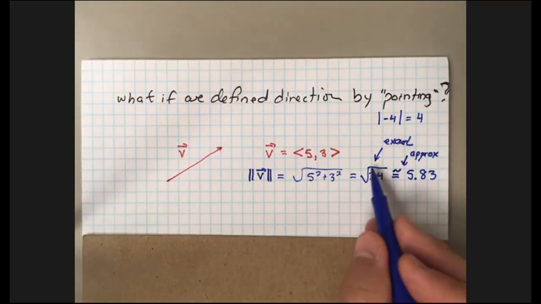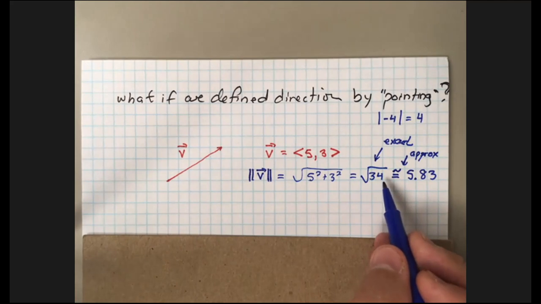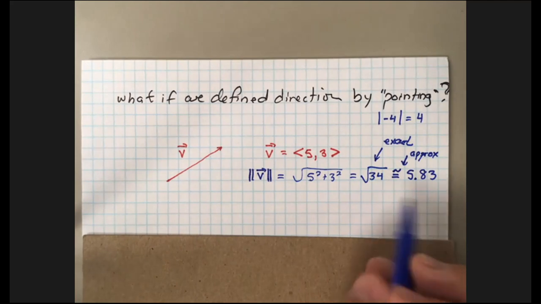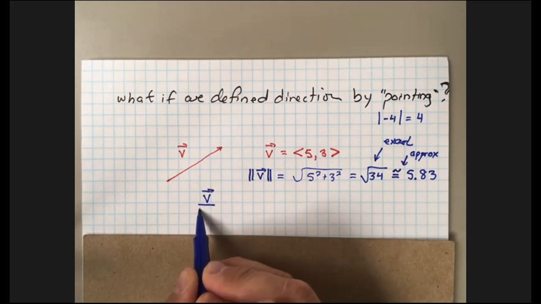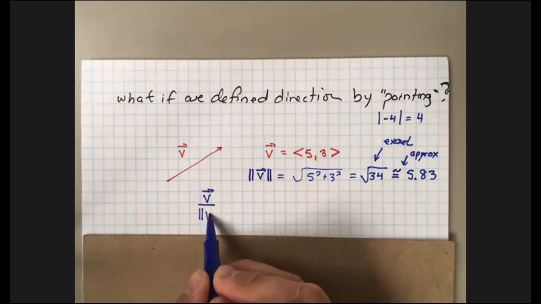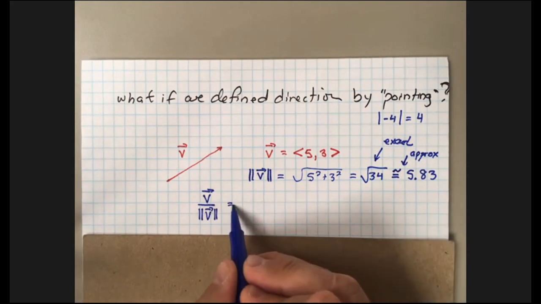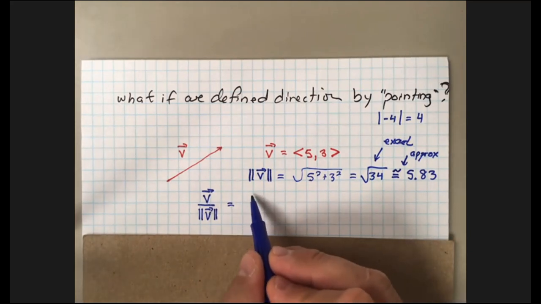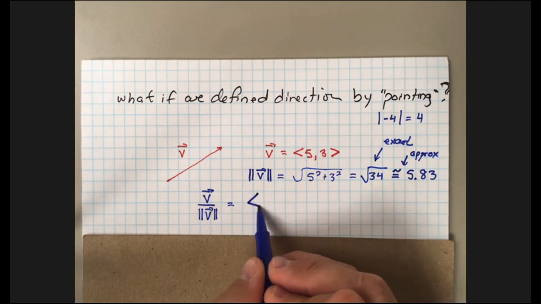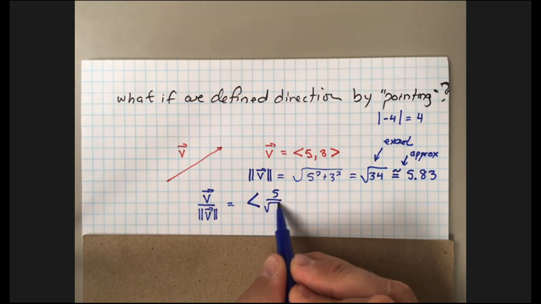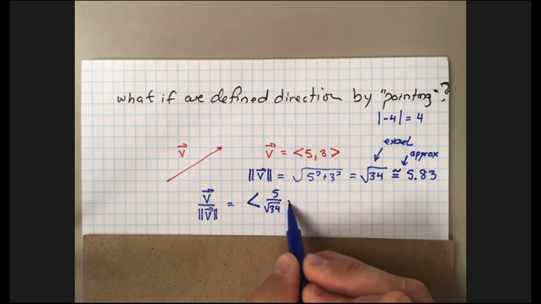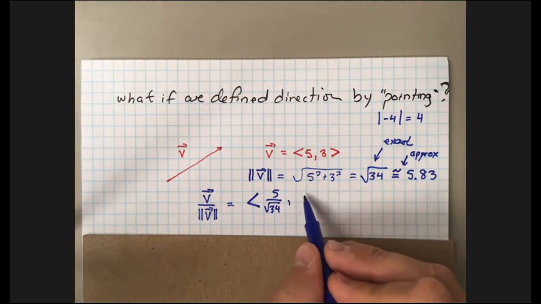But now let's just take the square root of 34. I can't really simplify it. And let's create a new vector. Let's take the vector v and divide each slot by that length. I haven't talked about dividing in vectors yet, but you can imagine what this might represent. I'm just shrinking the vector.